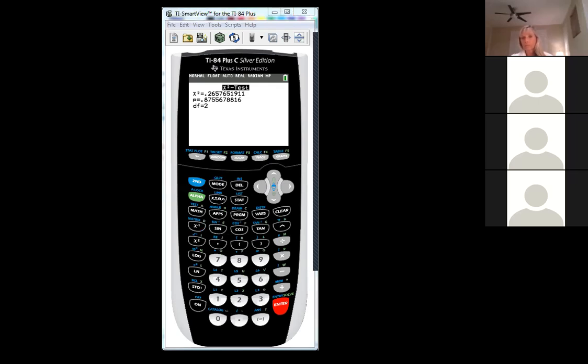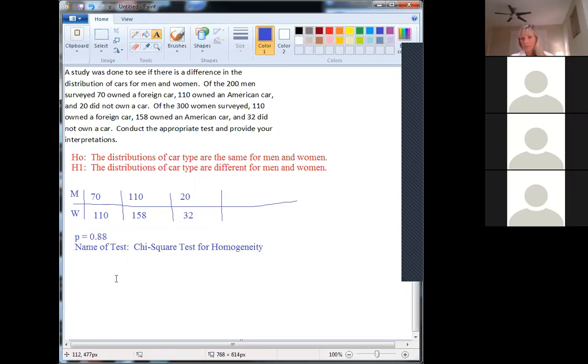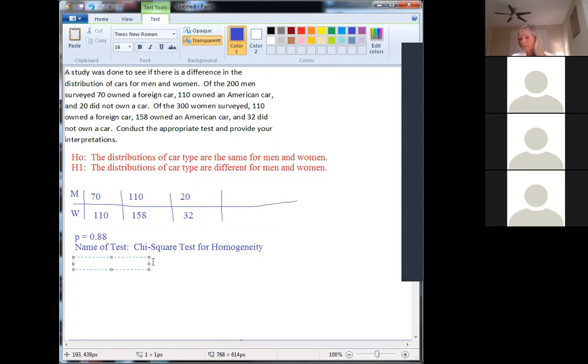Okay, so let me go to new share and go back to Paint. So P was equal to 0.88. And while I'm thinking about it, let me write down the name of the test. And it's called the chi-squared test for homogeneity. So it's a chi-squared test for homogeneity. Homogeneity means the same. So the distributions are the same. Whereas heterogeneity means different. And now we have a p-value of 0.88. At this point, you better know what to do. What do you do when you have a p-value of 0.88?